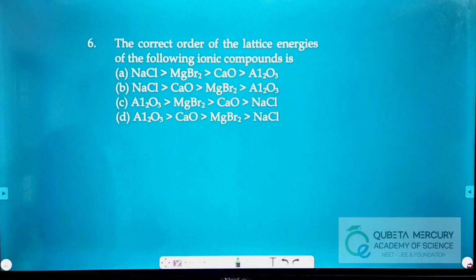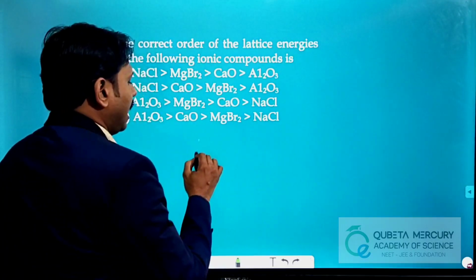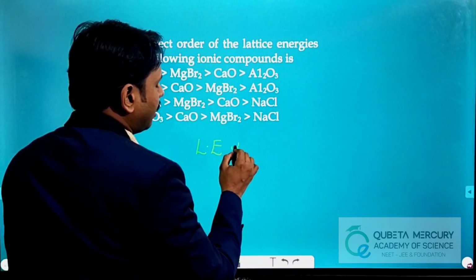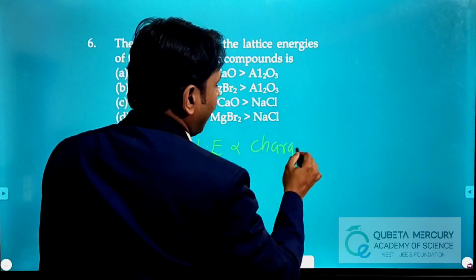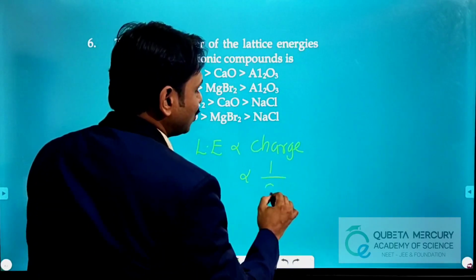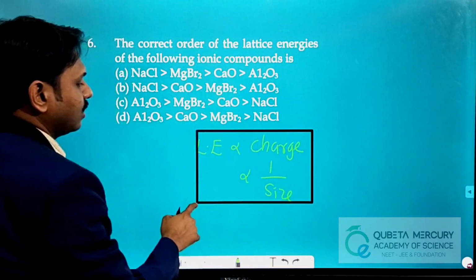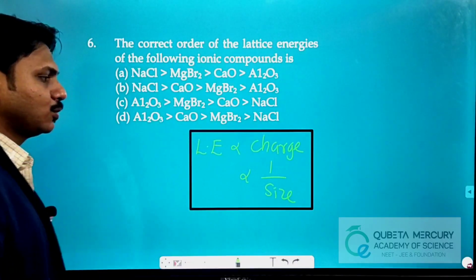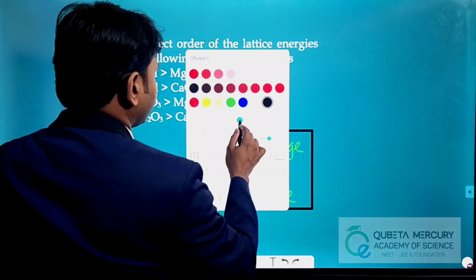The correct order of lattice enthalpies of the following ionic compounds is. As you have studied, lattice enthalpy is directly proportional to charge and inversely proportional to size. Very, very important point. Keep in mind: lattice enthalpy is directly proportional to charge and inversely proportional to size.